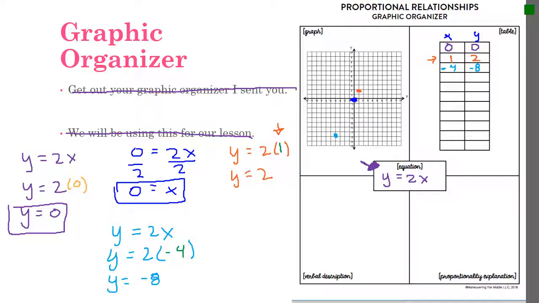Now we have more points than we need, and that's okay right here. I'm just going to draw a line through those points, and I don't have a straight line tool right now, so it's going to be a little off. I didn't mean to do that there at the end.